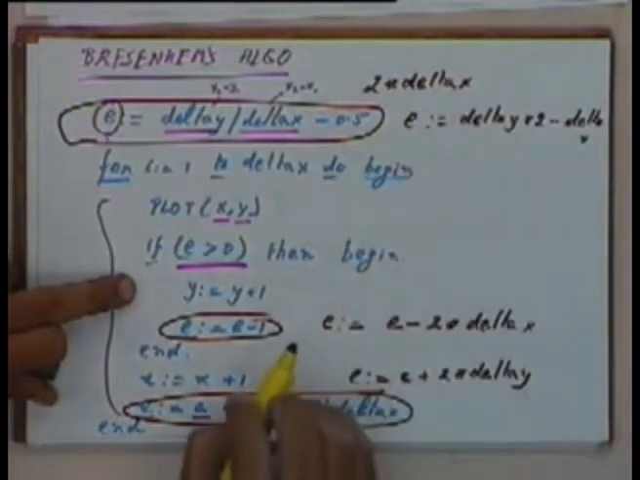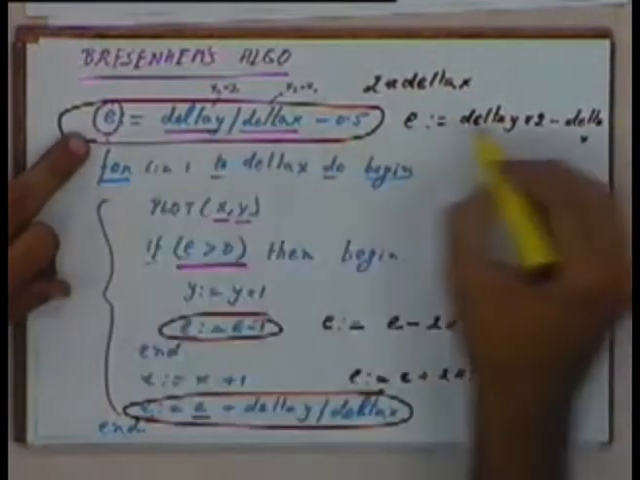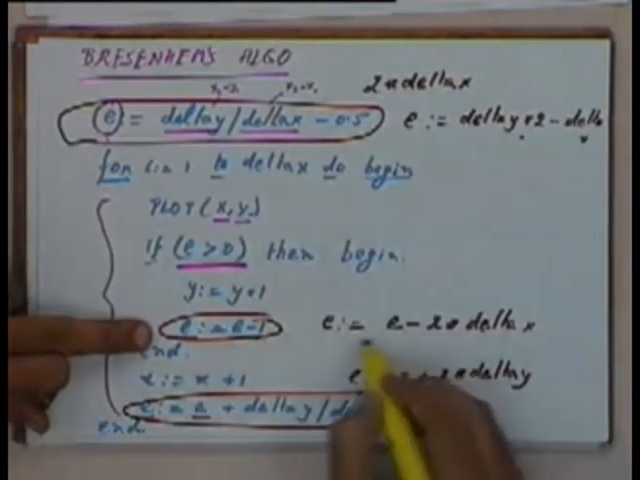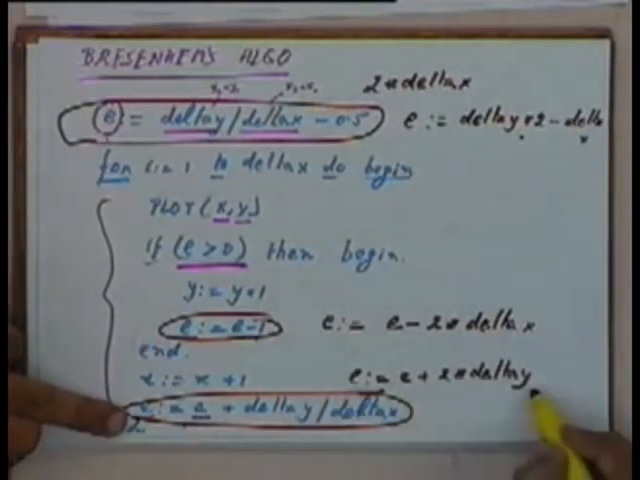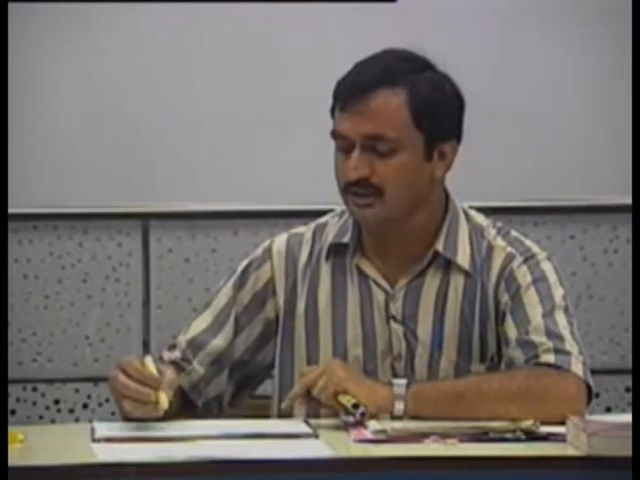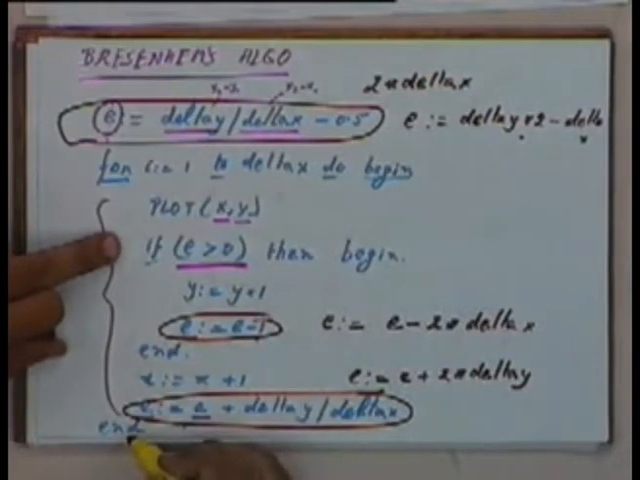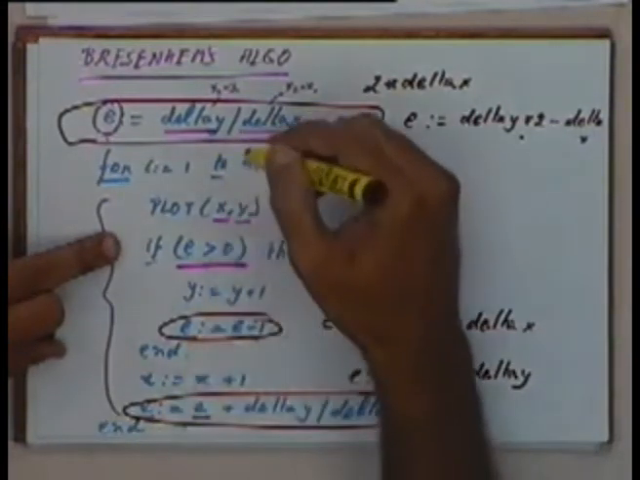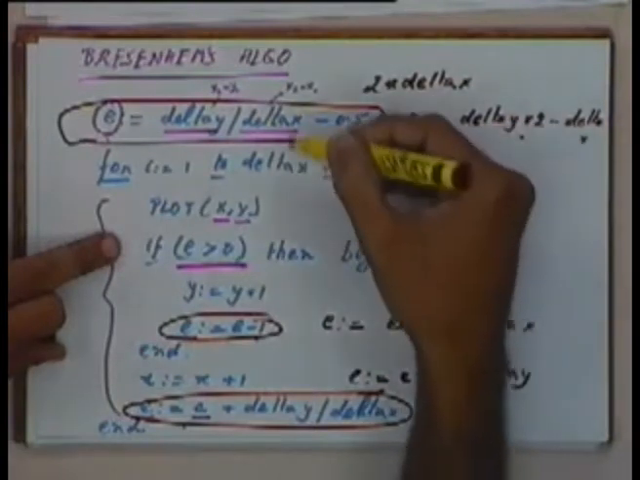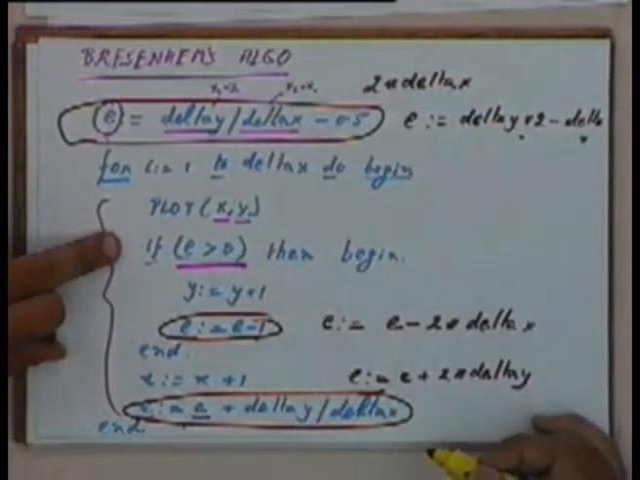Which effectively means this statement will be replaced with this one, this will be replaced with this one, and this statement will be replaced with this one. E will also be an integer. The reason why I am doing this is that after this all my variables will become integers. I will not deal with any real numbers, and in addition to that I will not have any division in my algorithm.